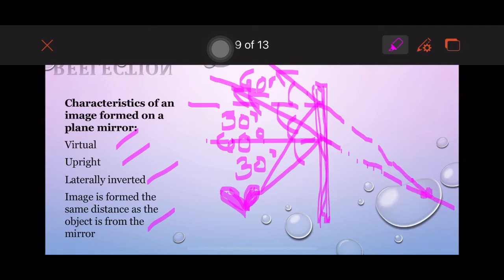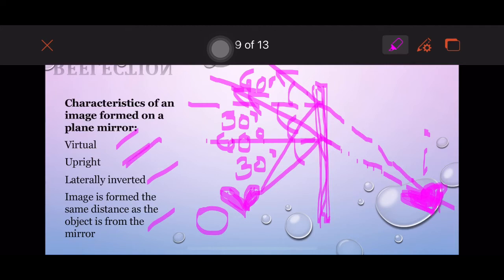Now where they meet here is where your image is located. So this is your image and this is your object. So as you can see, it is virtual. What does virtual mean? Virtual means that you can find it at the back of the mirror, not in front of the mirror. It's not existing in the real world, so it's a virtual image.